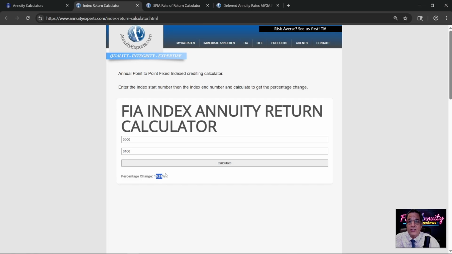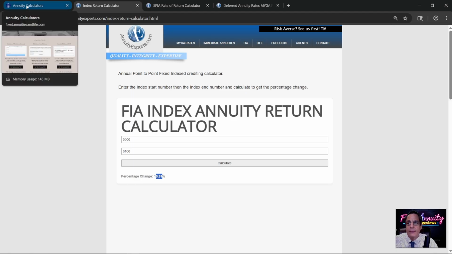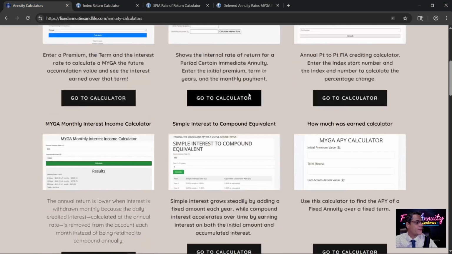So if your cap's 11, you're good. You still have some room to go. If your cap's 8, you've capped out for the year. But it'll tell you about where you are for the year, or at the end of the year, it'll tell you exactly what you're going to get. But this is a good idea if you're on the annual reset, annual point to point, and you know that start number. You can pretty much figure out exactly where you are at any time of the year by just going to, say, Yahoo Finance and checking out the S&P 500 number for that particular day. So yeah, that's my first 3 calculators.